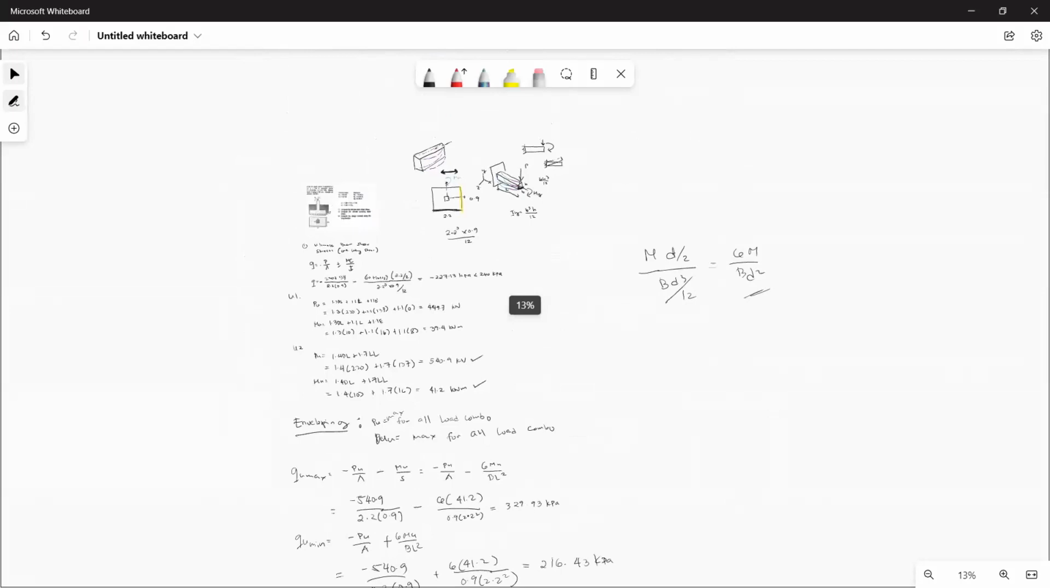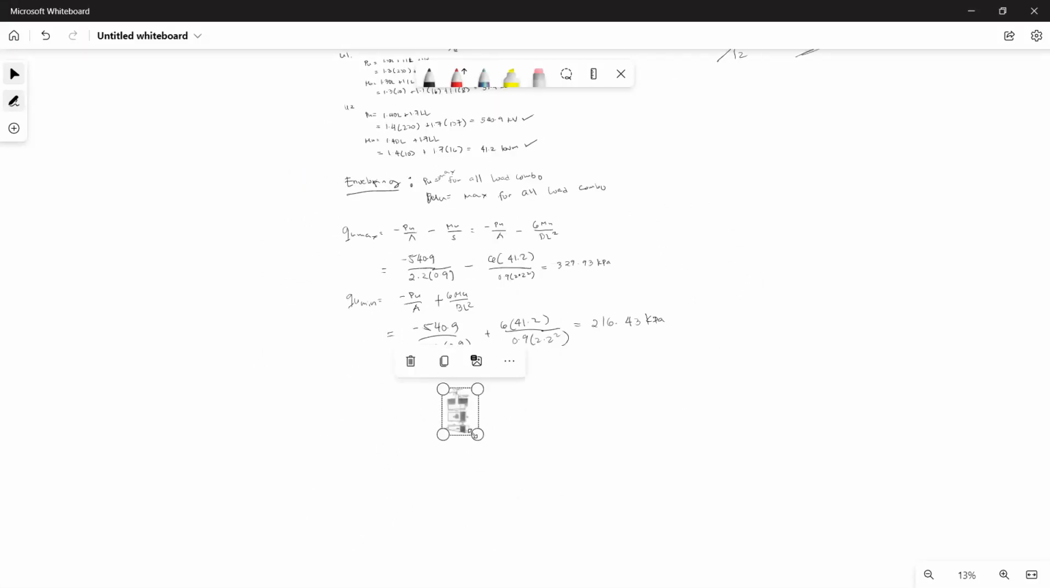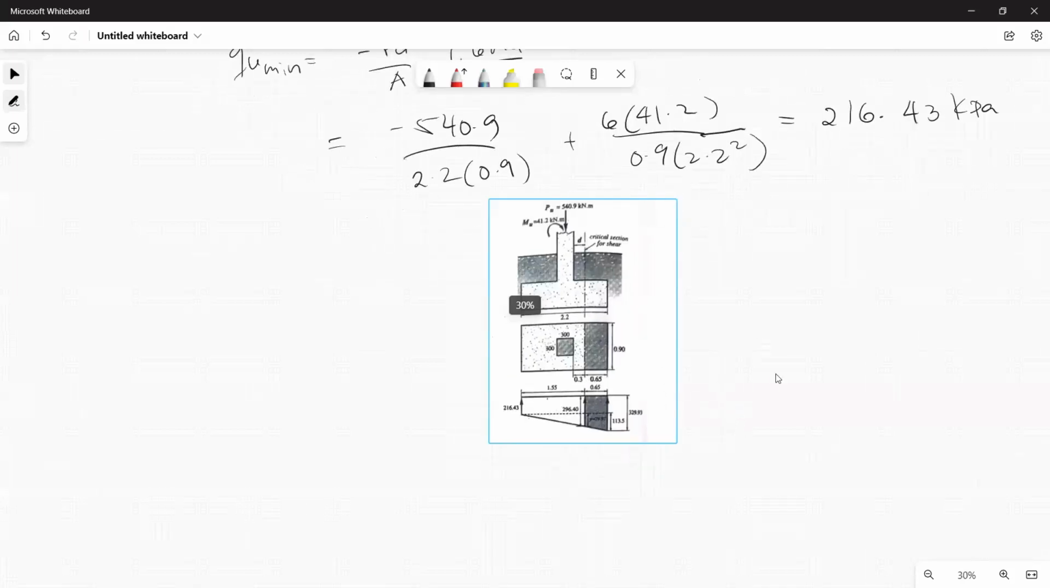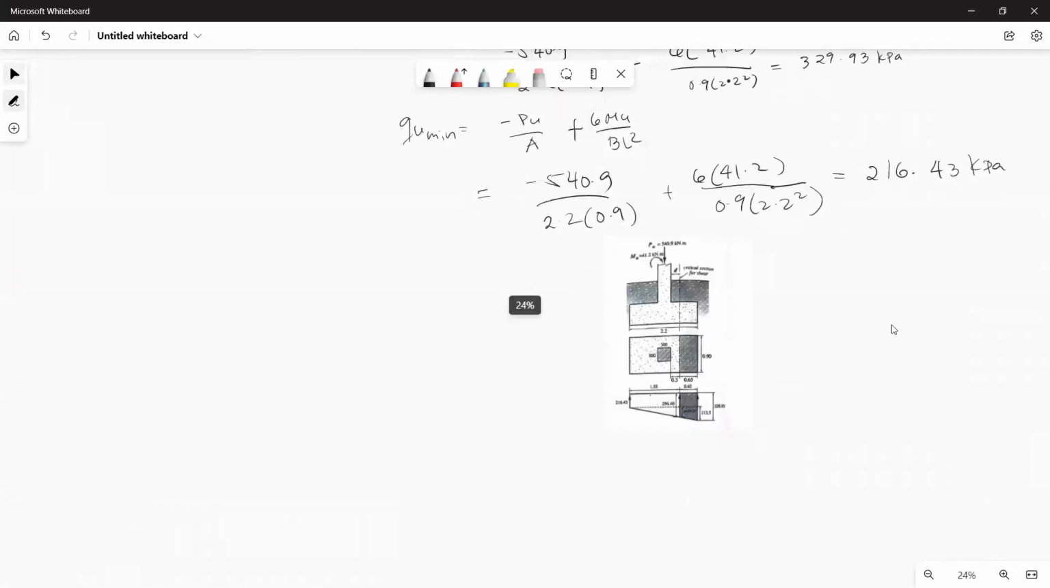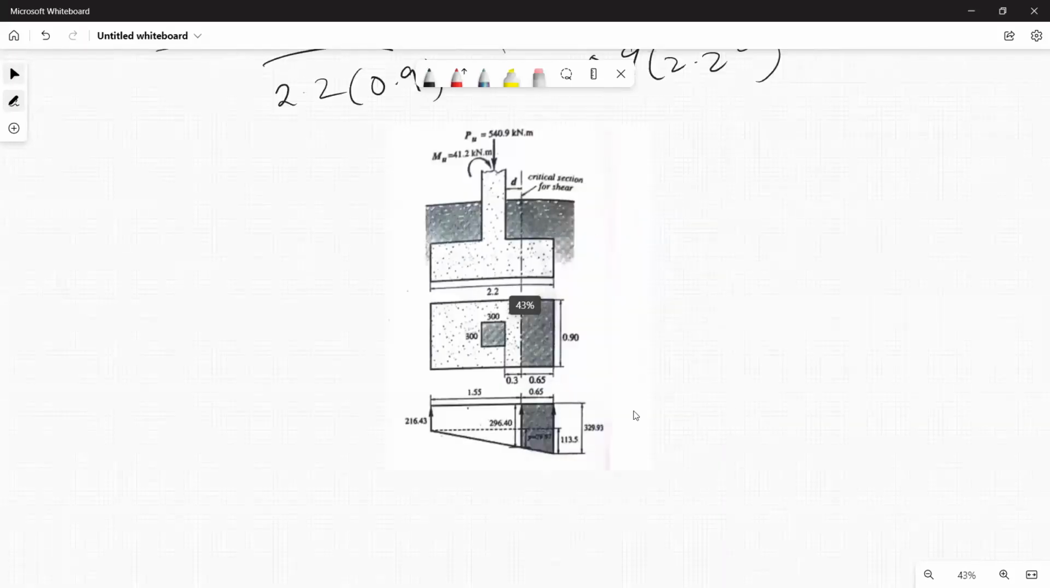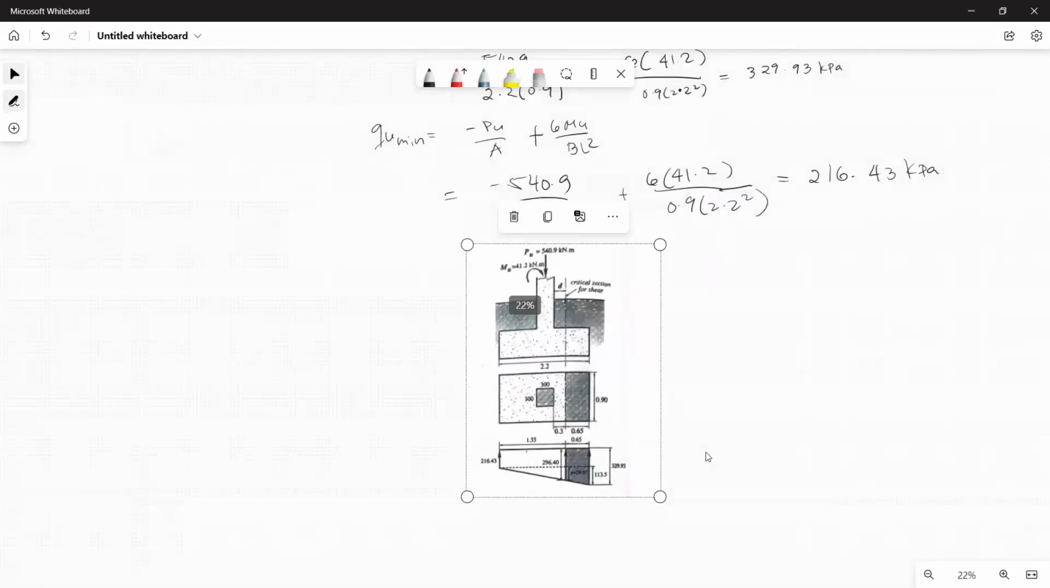Let me get the figure from the other side. So this is our figure. The pressure here is 329.93. Let's zoom in. This one is 329.93, and the other is 216.43.